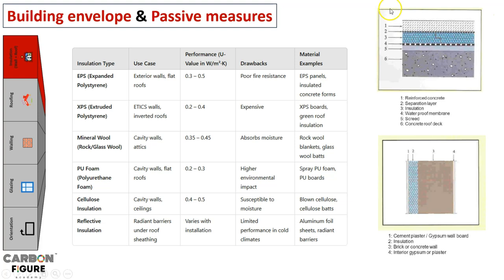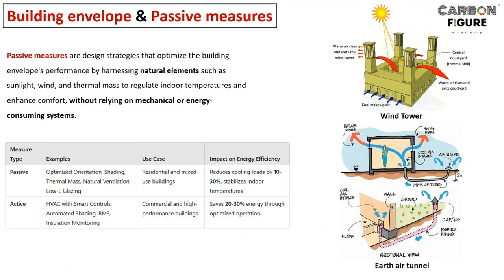So this is how, in terms of roofing, different layers of material have to be placed. In terms of walling, again, in the outdoor or in the indoor, whichever type of insulation you prefer, accordingly you can install, right? So passive measures are the design strategies that optimize the building envelope's performance by harnessing natural elements such as sunlight, wind, thermal mass to regulate indoor temperatures and enhance comfort without relying on mechanical or energy consuming systems. So that is what the passive system is, right?